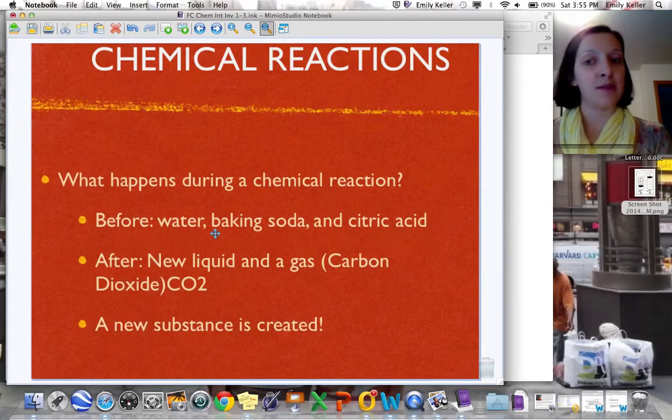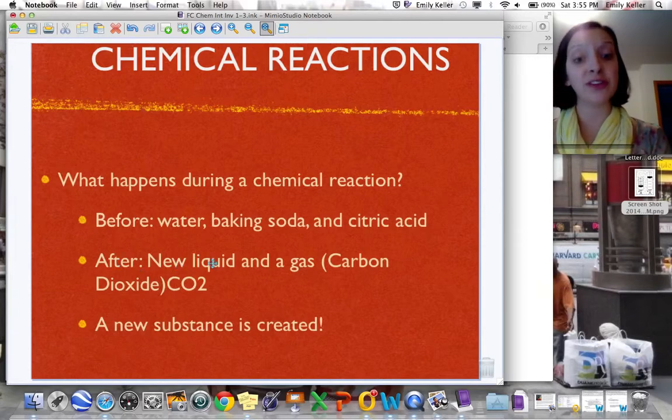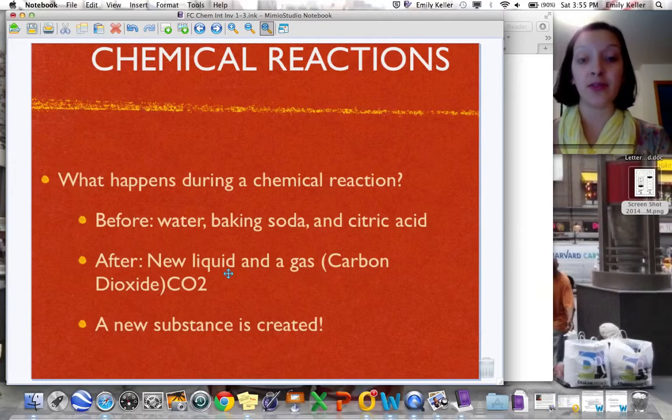And those substances are made of, you guessed it, elements. After I added that water in, a chemical reaction occurred. And afterwards, I had this new liquid, and a lot of people said it looked like Sprite. It had bubbles in it, and it was clear, looking like Sprite. So this new liquid and a gas. And that gas we found out was carbon dioxide, CO2.